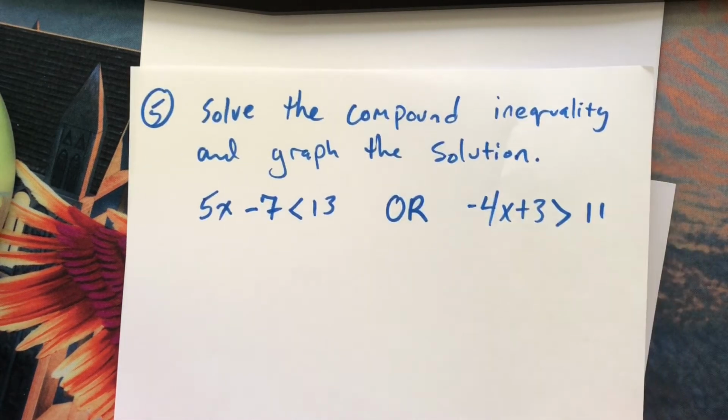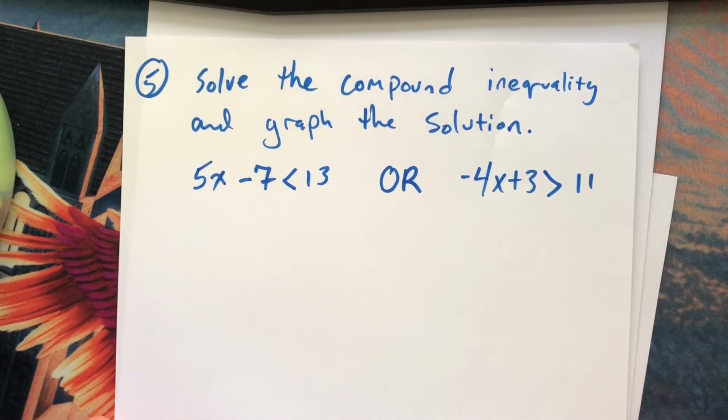I think we have a total of 8 examples today, so we are already halfway through. But now, we run into this. Solve the compound inequality and graph the solution. Okay, so this is where having multiple colors can be really helpful. So I will use pink and green.